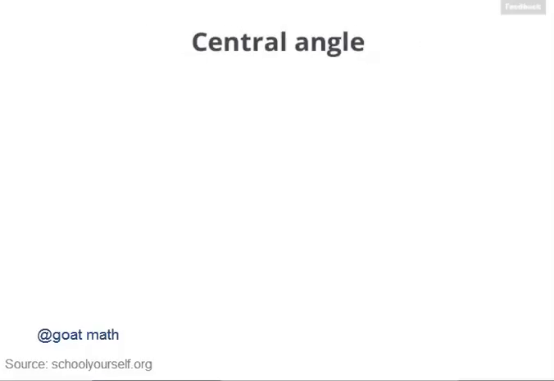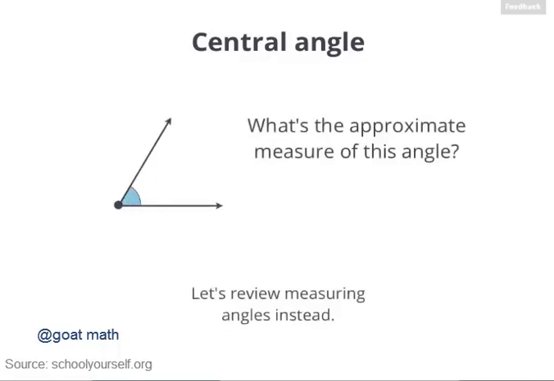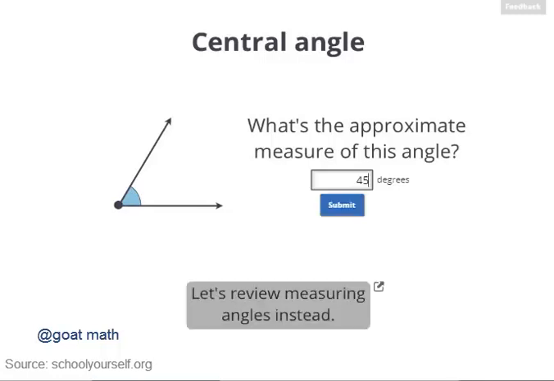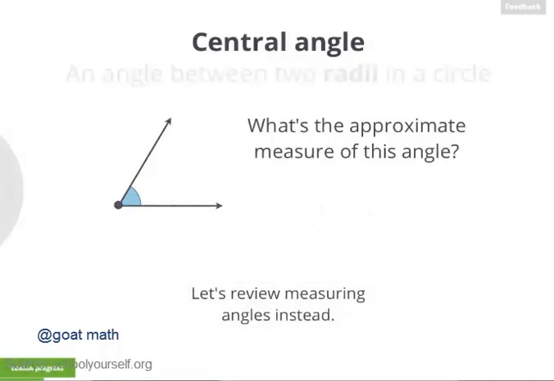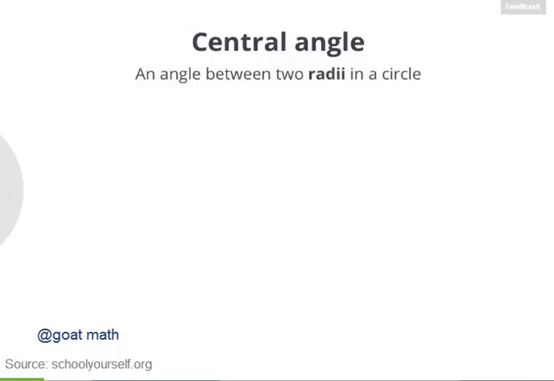Here we'll introduce what are called central angles and circular arcs. But first, take a look at this angle over here. What's the approximate measure of this angle? Nicely done. Now a central angle is an angle that's between two radii in a circle.